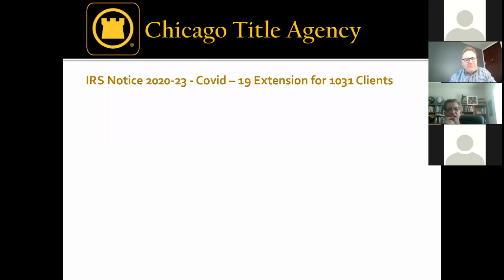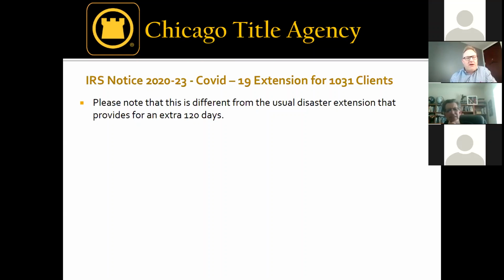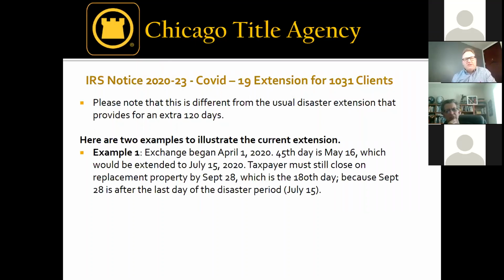The whole reason why we're doing this webinar is the pandemic, and the IRS issued Notice 2020-23. I believe it was April 1st that this came out, but basically they gave an extension for investors that were affected by this COVID-19 virus. Now this is different from the regular presidential disaster declaration that generally would extend a 45-day identification period 120 days.